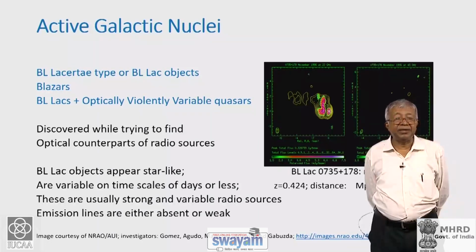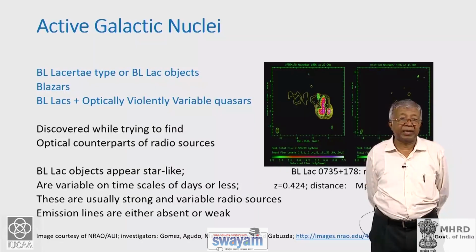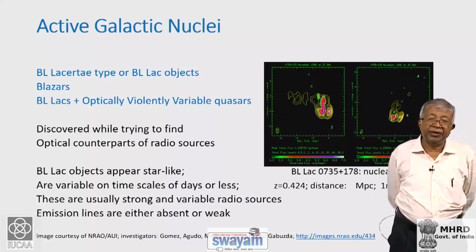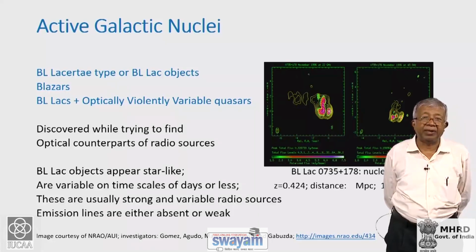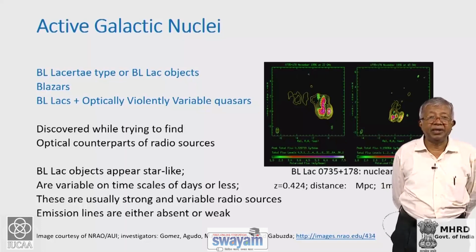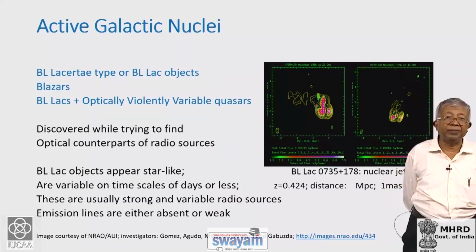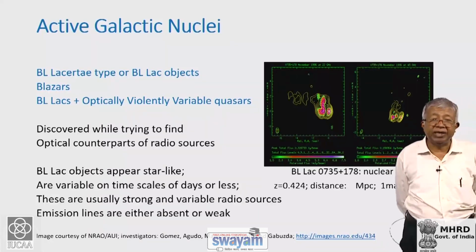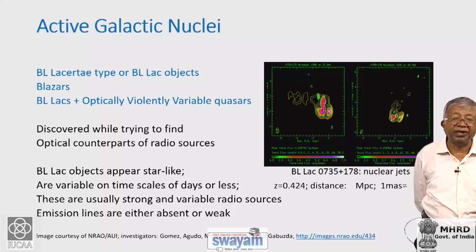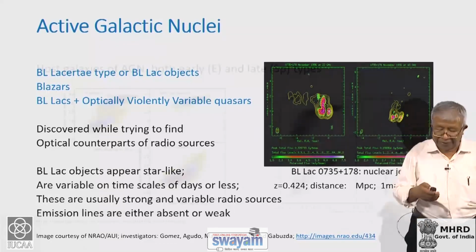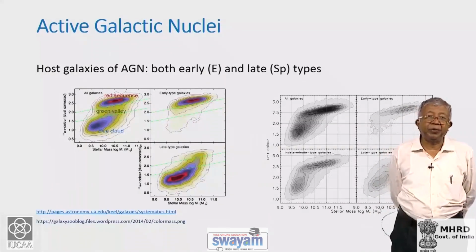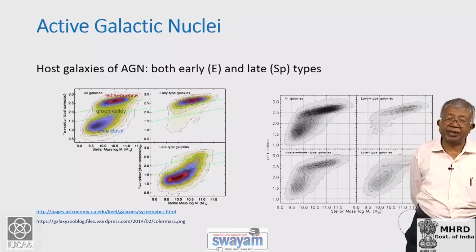And as I said, they are strongly variable. They could vary on time scales of days or less, and they could vary in both total intensity and linear polarization as well. The images actually show radio images of the inner nucleus structure of one of the BL-Lac objects, 0735+178. And these jets right in the nuclear region exhibit all kinds of interesting phenomena, which we will meet later.